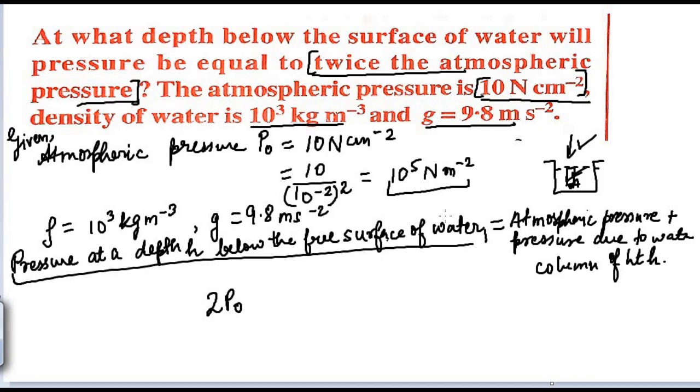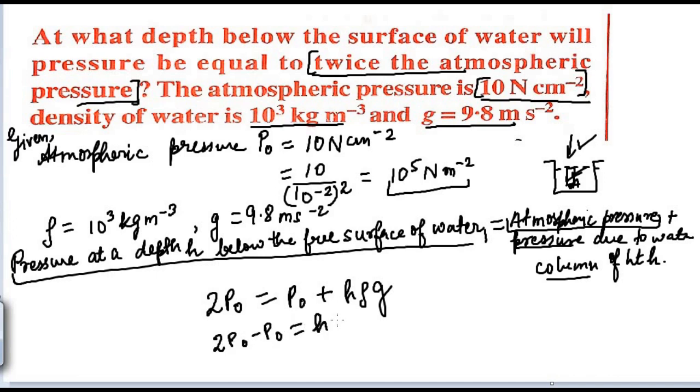एटमॉस्फेरिक प्रेशर को हमने p नॉट लिया, 2 p नॉट इक्वल टू एटमॉस्फेरिक प्रेशर दैट इज p नॉट प्लस प्रेशर ड्यू टू वाटर कॉलम ऑफ हाइट h. तो हमने पढ़ा था ना, प्रेशर ड्यू टू वाटर कॉलम ऑफ हाइट h क्या होता है? h रो g होता है. तो हमें इक्वेशन मिल गया, इस p नॉट को उधर भेज देंगे. सो 2 p नॉट माइनस p नॉट इक्वल्स टू h रो g हमें मिलेगा, विच विल फर्दर गिव अस p नॉट इक्वल्स टू h रो g.